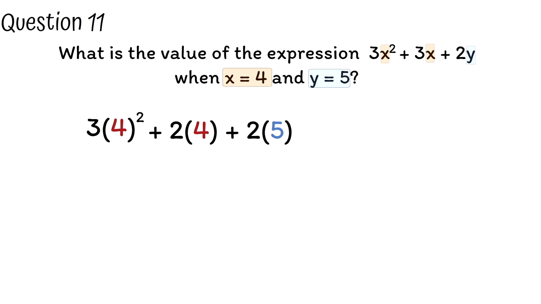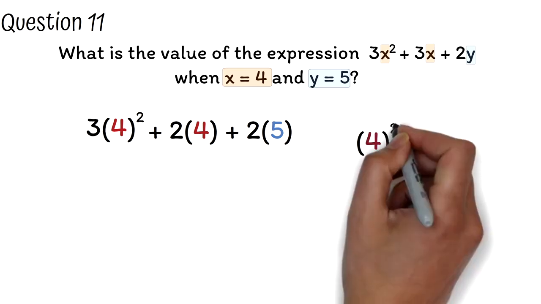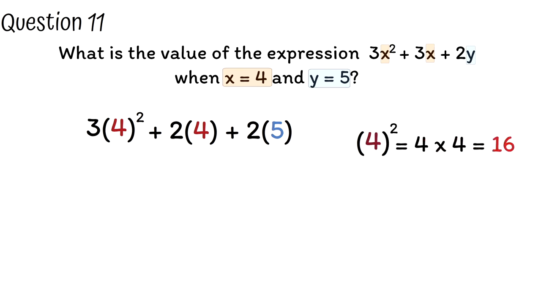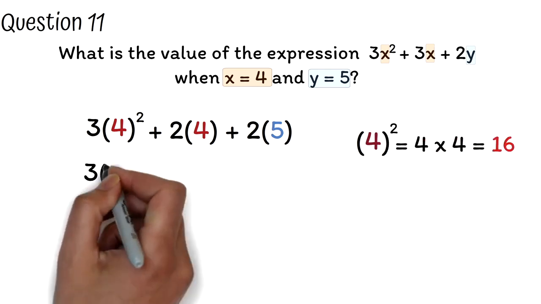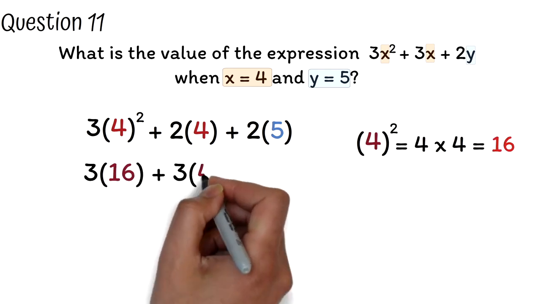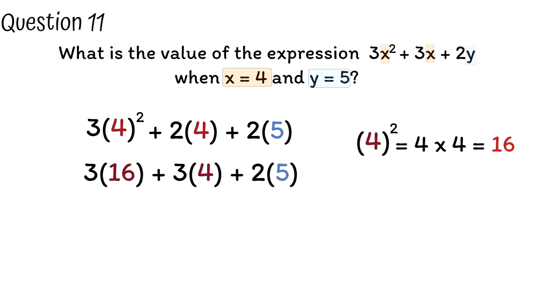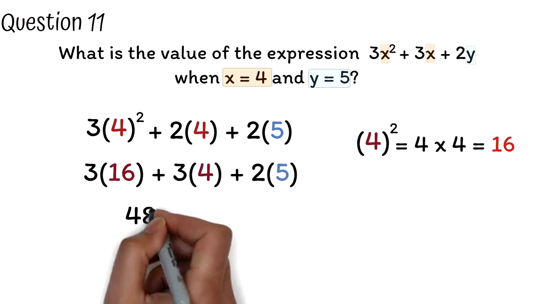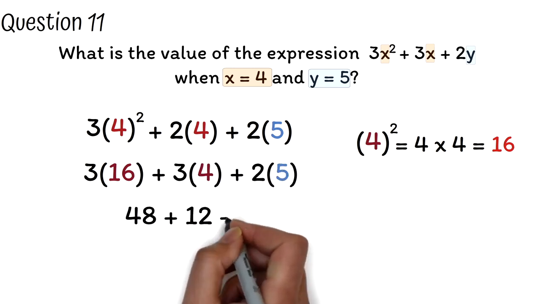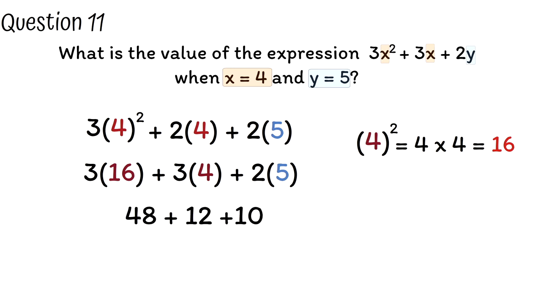By order of operation, we have to perform the exponent first. 4 squared, which is 4 times 4, is 16. Now we have 3 times 16 plus 3 times 4 plus 2 times 5. 3 multiplied by 16 is 48, 3 by 4 is 12, and 2 by 5 is 10. We add 48 plus 12 plus 10. This will give us 70 as the value of the expression.